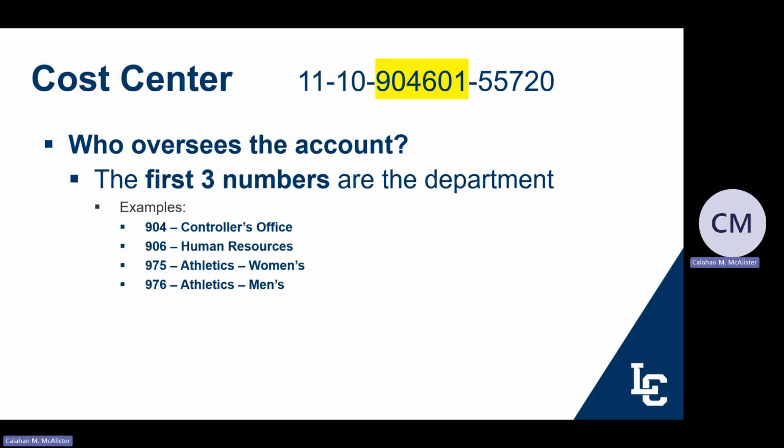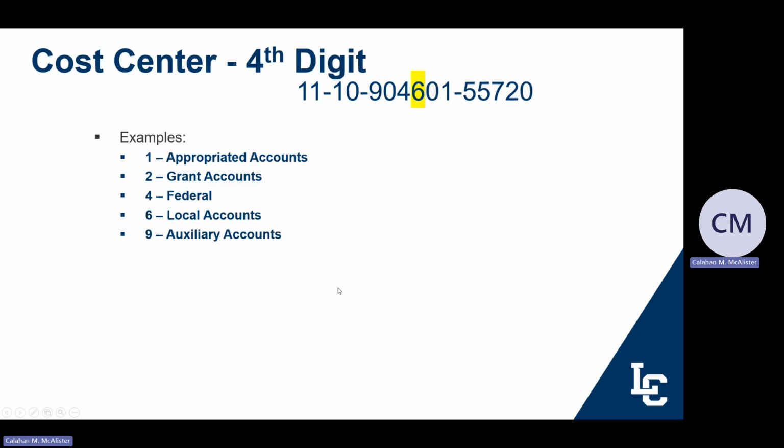Your next 6 is your cost center. The first 3 tell everyone who oversees the account. 904 is the controller's office. Along with this string, the fourth digit of the cost center tells us what kind of account it is. This one being a 6 is a local account. And the last two numbers are just assigned to the cost center. So 9046, 01, 02, 03.